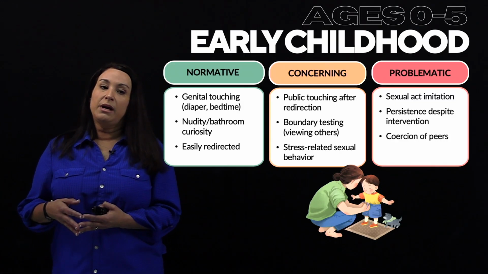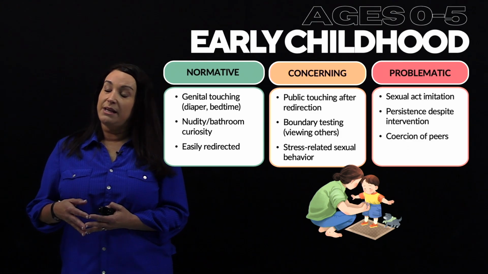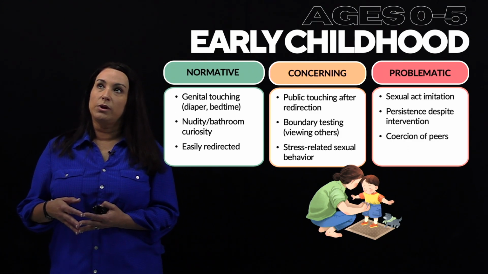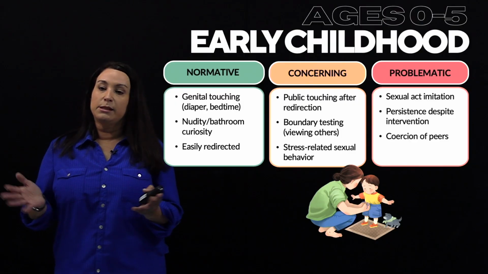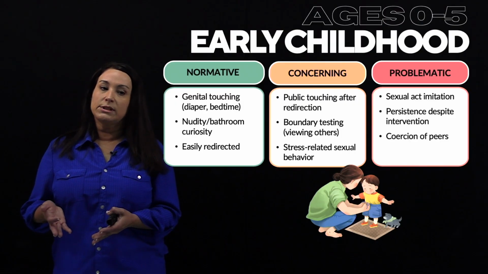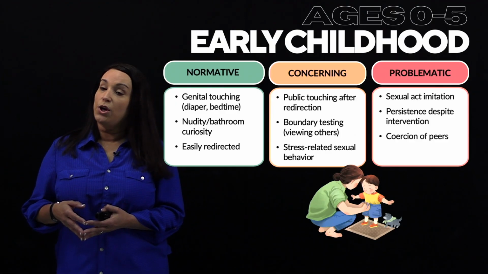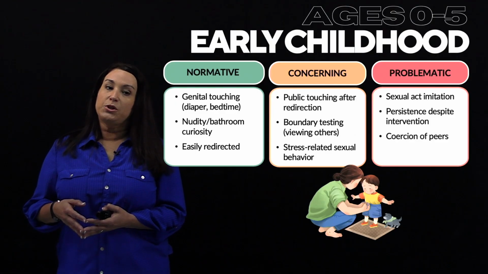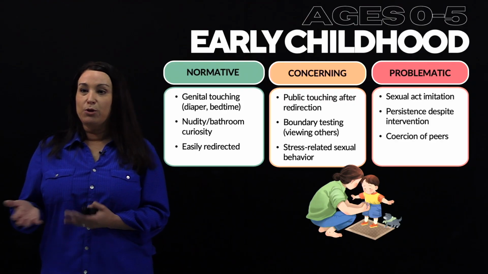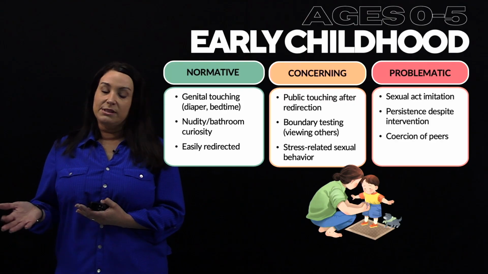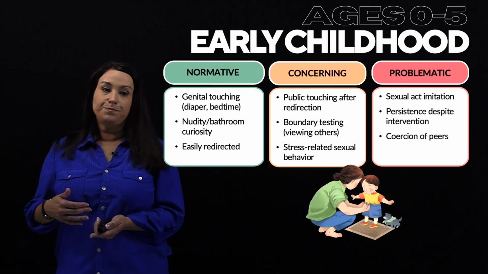Problematic sexual behavior at this age would be sexual act imitation. So you'll see this with playing with dolls, simulating a sexual intercourse, for example. Persistence despite intervention, as well as coercion of peers. So that would be problematic and would suggest potential exposure to either explicit sexual acts or abuse.